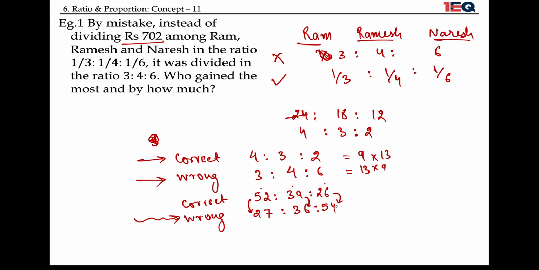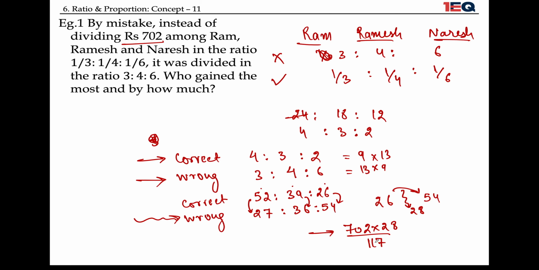Instead of getting 26 units, this guy actually got 54 units. And what was 702 divided into? 702 was originally equal to 13 into 9, which is 117. The gap I see between 26 and 54 is that of 28. This would give me by how much the money was gained.